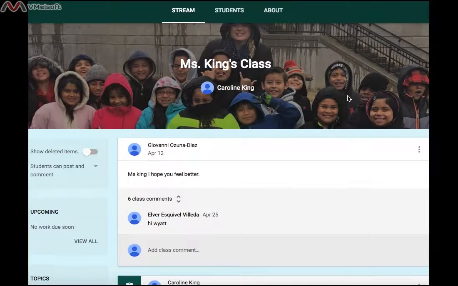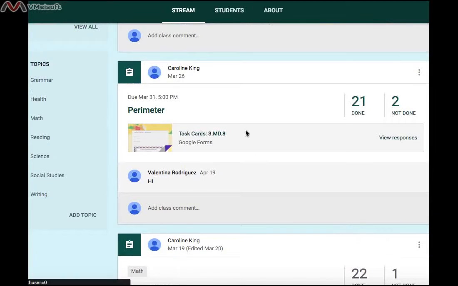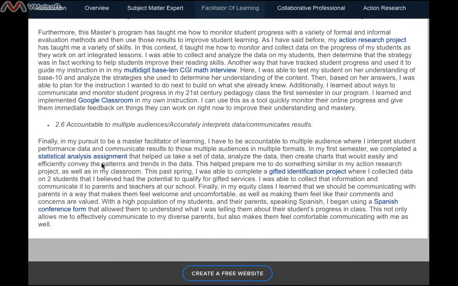And also my Google Classroom is what I use to communicate with my students. I can give them quick feedback on anything that they've done so far. The last standard helps me communicate results to audiences. My statistical analysis assignment helped me analyze data. My gifted identification project helped me identify gifted students and give those to our facilitator. And our Spanish conference forum helped me talk to parents at conferences and help them understand what was going on.